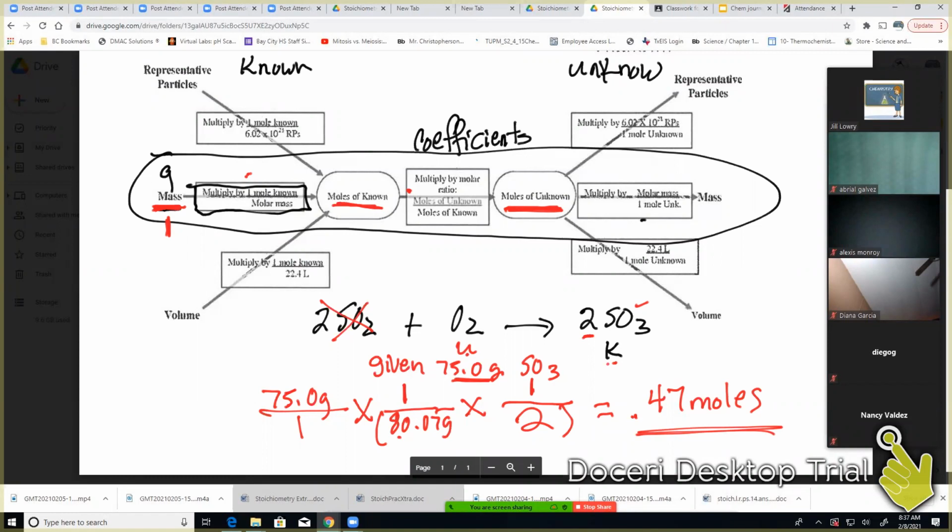So there's 2 ways to work these problems. Either you can just memorize the order. If I start in grams, I'm going to use the molar mass first. And then I'm going to use the mole to mole ratio. Or you can use this sheet to help you get through it. I was given grams. That's what I was given, and I wanted to get to moles of unknown. So I had to use 2 conversion factors to get me there. All right, let's look at another one.